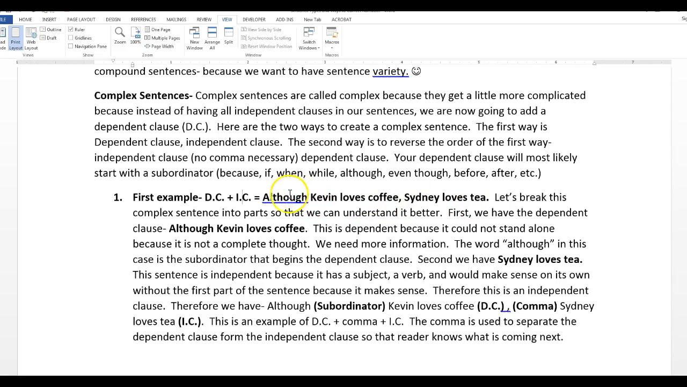Here, by adding the subordinator although, I have made this part, although Kevin loves coffee, dependent, because if it were by itself, although Kevin loves coffee, it doesn't make sense. It needs more information. So it needs help, and that help comes from Sydney loves tea, which is the independent clause. So we have the dependent clause, although Kevin loves coffee, comma, and then we have the independent clause, Sydney loves tea. Notice that we put a comma between the dependent clause and the independent clause.